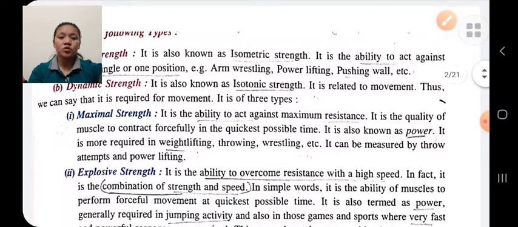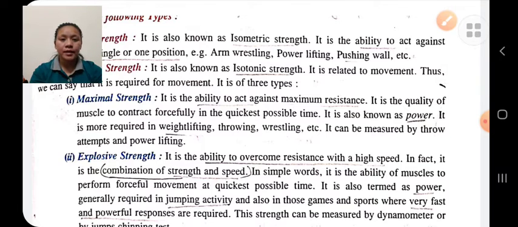Dynamic strength is of three types: maximal strength, explosive strength and strength endurance. Maximum strength is the ability to act against maximum resistance, meaning the greatest force that it is possible to overcome. For example, weightlifting. You have to overcome maximum resistance, and it is measured through attempts, powerlifting, etc.